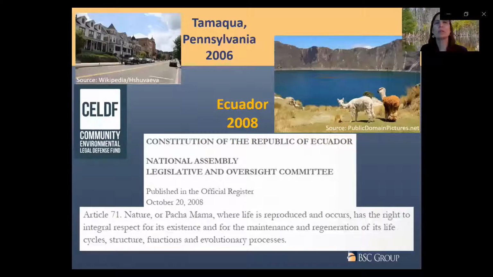The earliest recent example of nature obtaining legal rights occurred in 2006 when the Tamaqua Borough, in Appalachian Coal Country, Pennsylvania, USA, working with the Community Environmental Legal Defense Fund, codified the rights of nature. Appropriately, Tamaqua is a Native American word meaning either running water or land of the beaver. In 2008, the Ecuadorian government rewrote their constitution to include the rights of nature. One of the constitutional provisions granting rights to nature is shown on the slide.